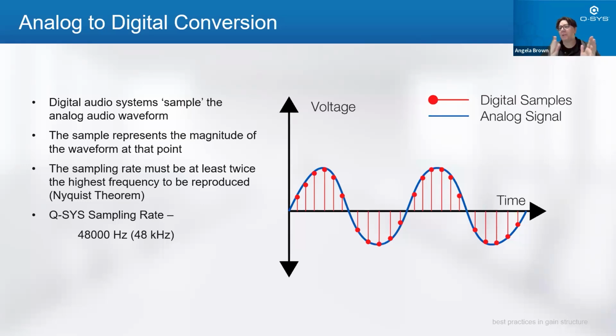So the way that those sampling rates happen is over time, the digital side of the system samples the analog waveform. So how high is that? The magnitude, how high is that waveform at that point in time? And that point in time is done 48,000 times a second.